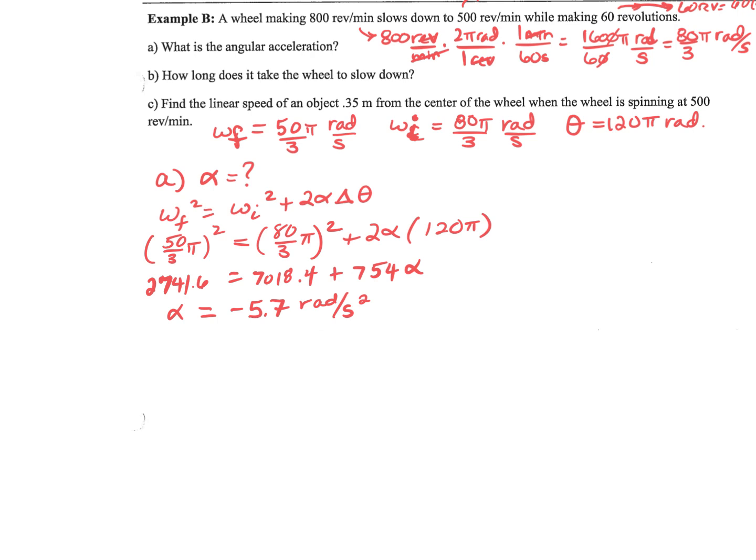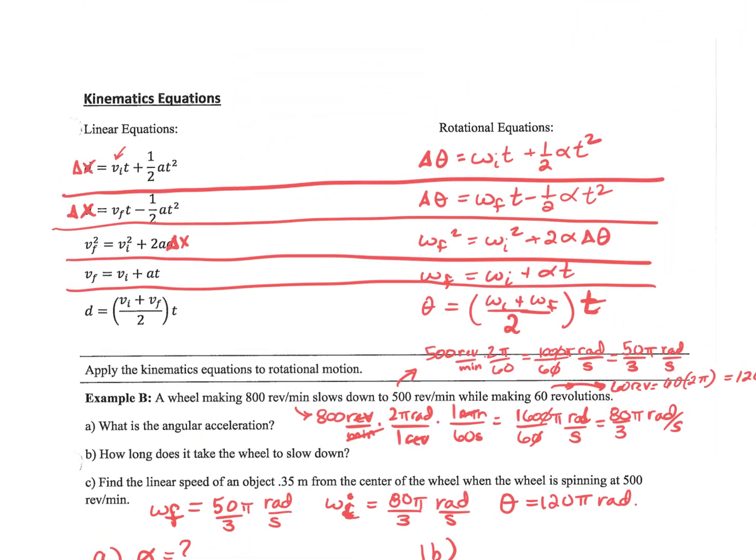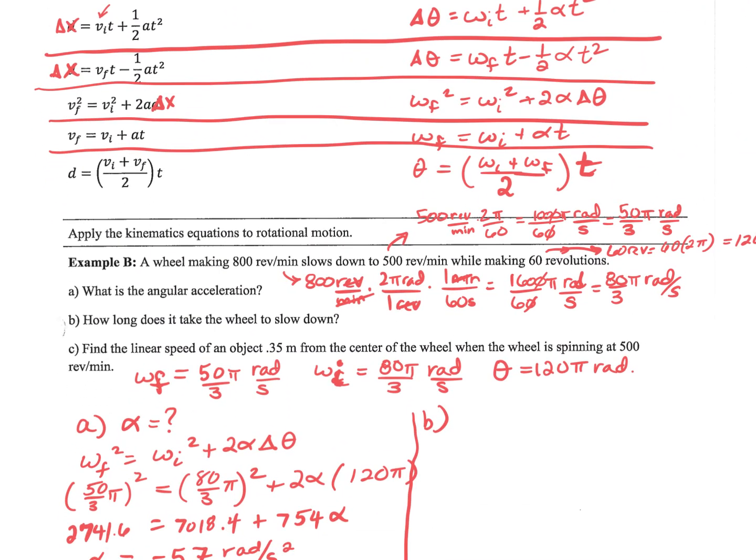Okay? About negative 5.7. All right, so now part B says how long does it take for it to slow down? So what are we searching for now? Time, so pick an equation. Which one looks the easiest? 4. I think 4 looks the easiest to me.